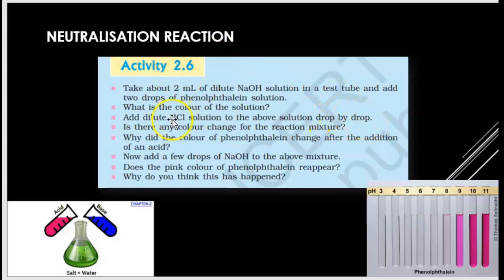So what happens? Gradually the concentration of H plus ion increases. That means the color fades and the pH reaches 7. You know, neutralization means acid and base react to form a salt with water. Okay, salt and water. What is the pH of water? The pH of water is 7, or water is a neutral substance. Okay.